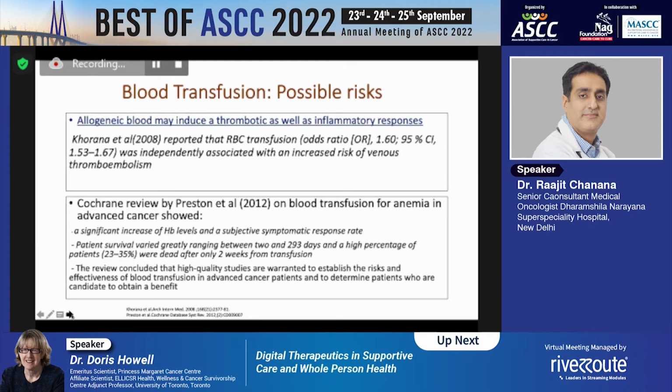So basically, it means that as far as possible, we should avoid transfusion, but you should use other measures of correcting anemia, like treating the deficiencies and giving ESAs.